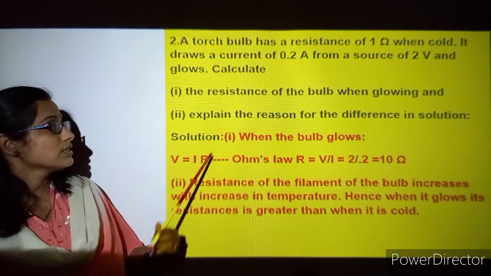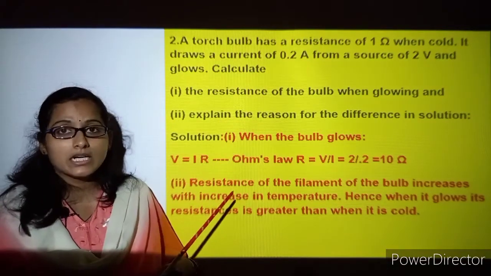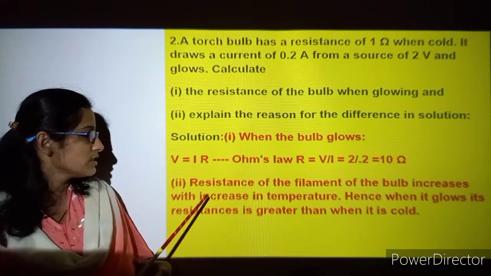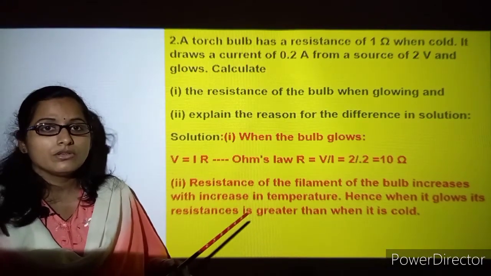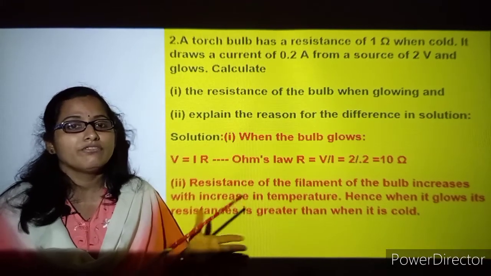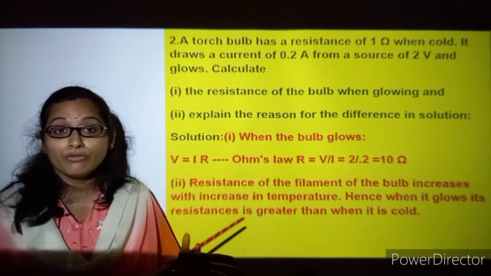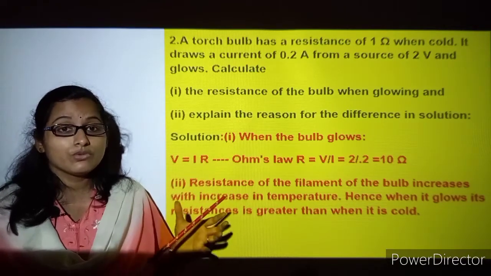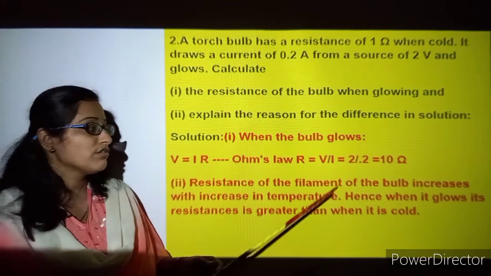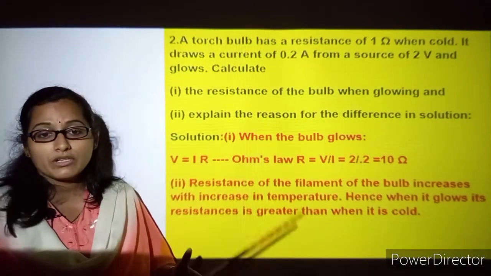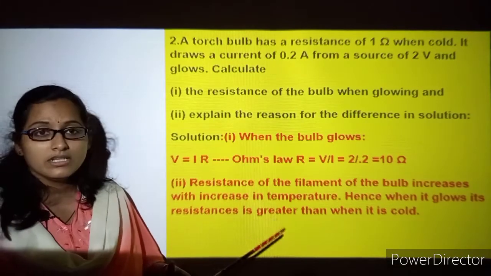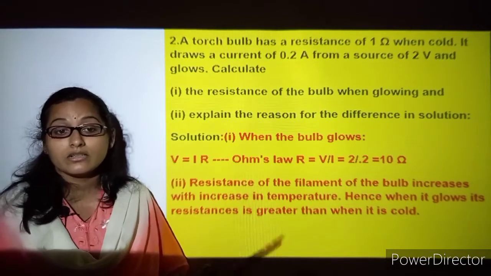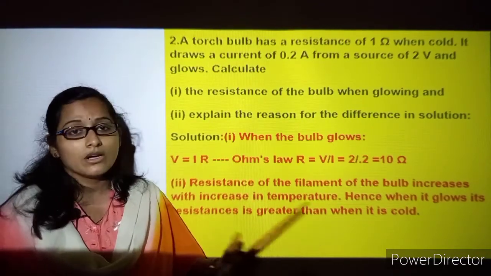Now the second one, the reason for the difference in the solution. The resistance of the filament of a bulb increases with increase in temperature. You might have seen in your home that if you let the filament of a bulb glow for some time and touch it, by mistake, it will be too hot. So the resistance of the filament of a bulb increases with increase in temperature. Hence, when it glows, its resistance is greater than when it is cold.